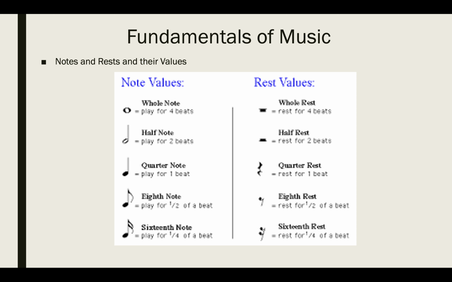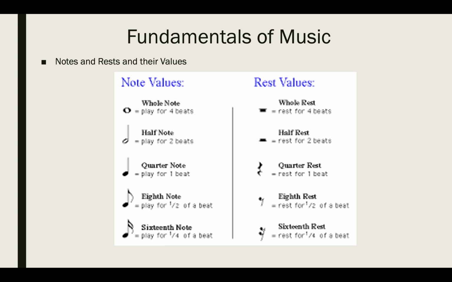Then the half note is a head with a stem, and it has 2 beats. And its equivalent rest is a half rest, which looks like a hat, and you rest for 2 beats as well. The quarter note actually looks like the half note but with shade. It has color in the head. And you only play it for 1 beat, and the quarter rest is just 1 beat.